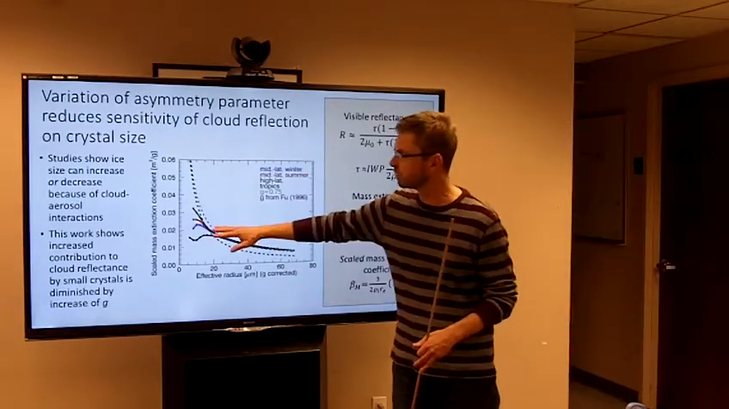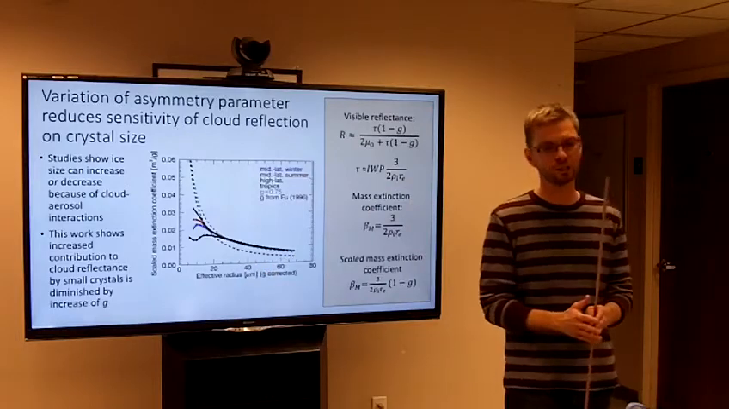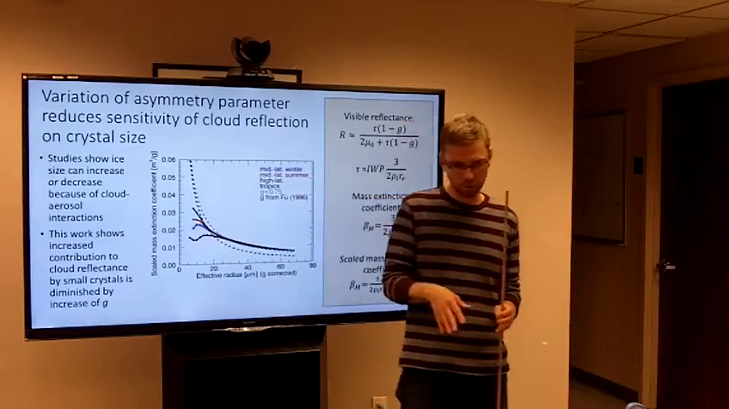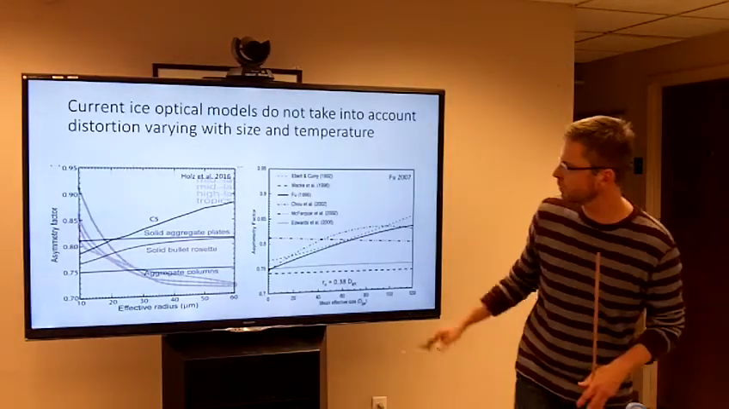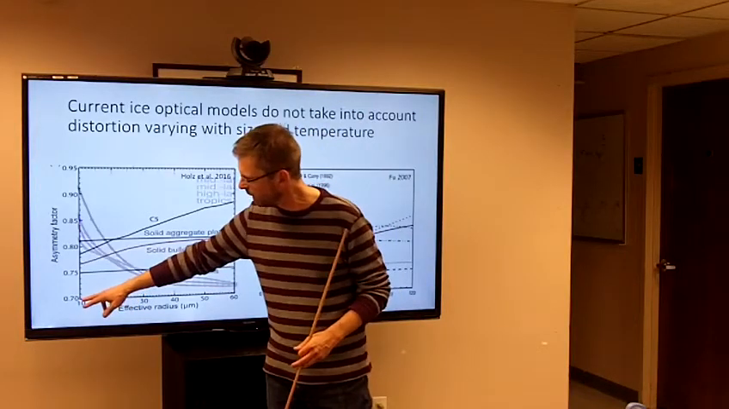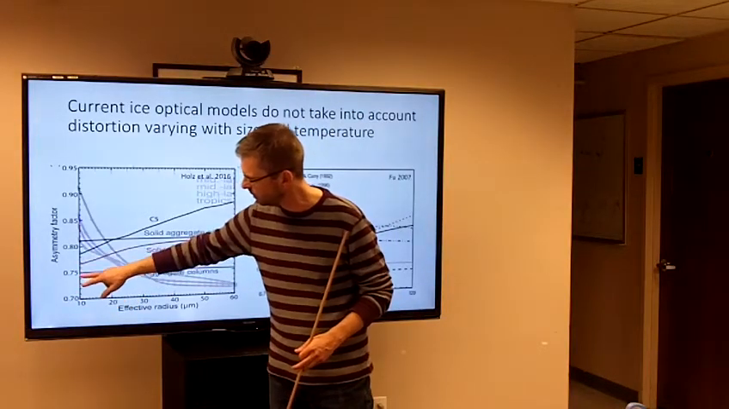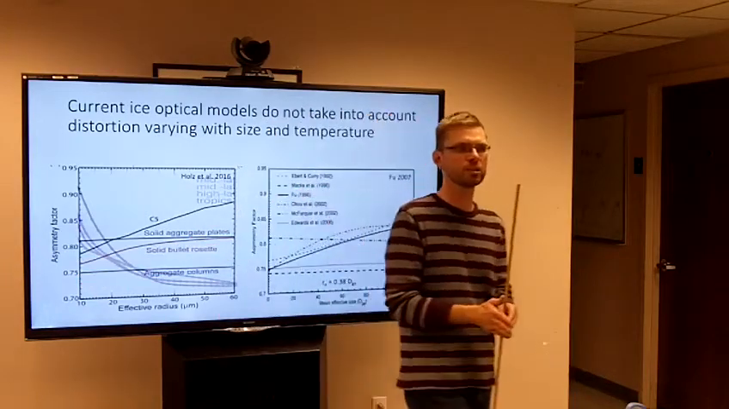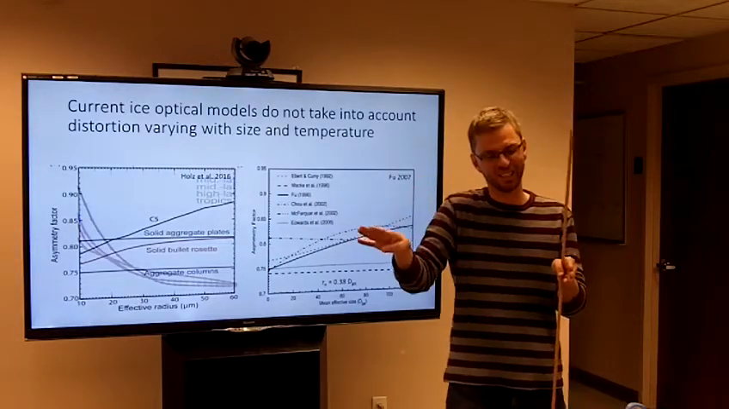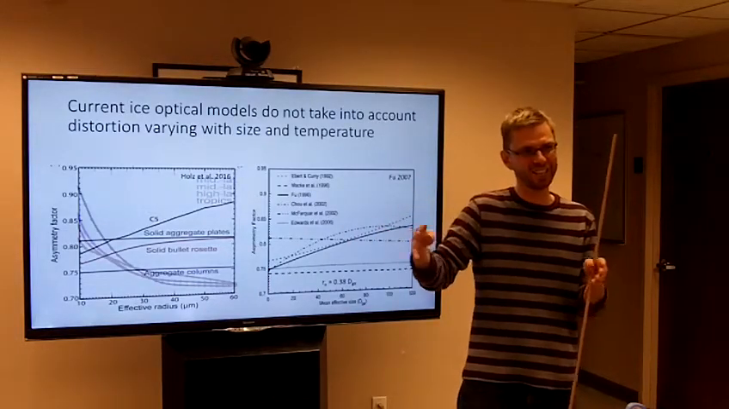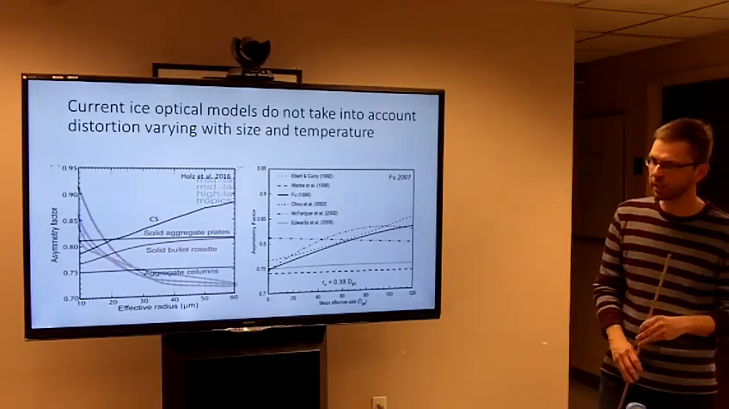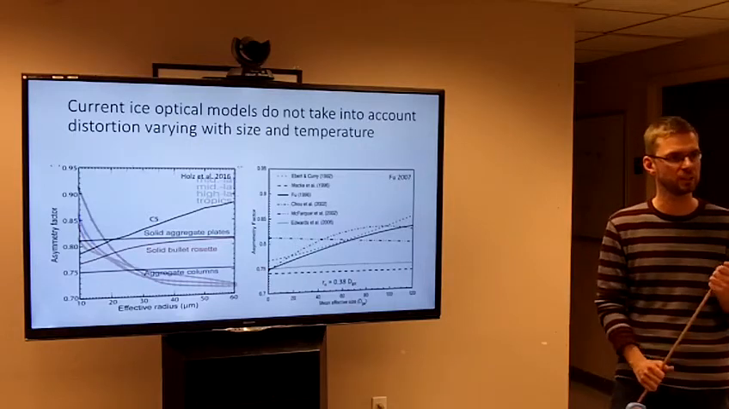And also, if you use this for a retrieval, if you retrieve a small size and you use this symmetry parameter, your bias is high. So you retrieve a size, but the bias is positive, is high. So this kind of squeezes the range of effective radius that you retrieve.